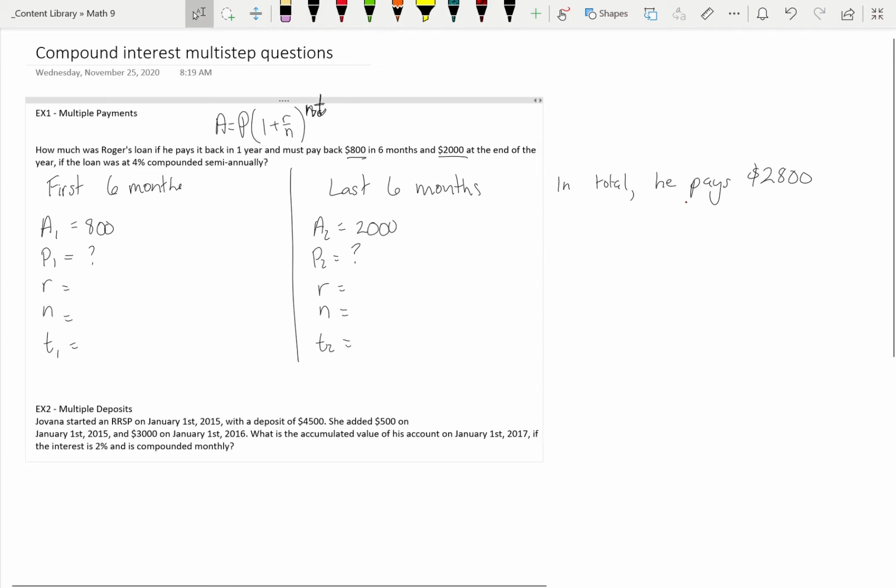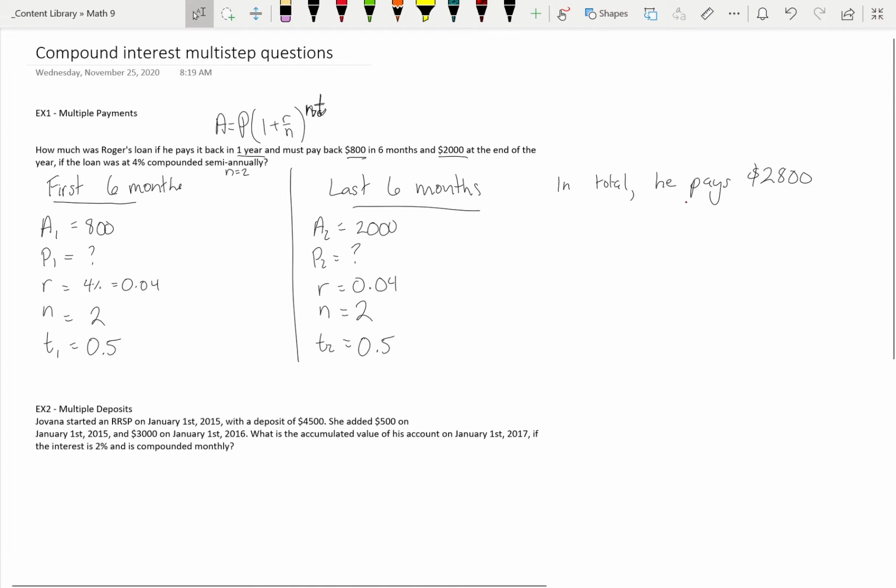However, there's a couple things that can help us. First up, R and N are the same. So R in this case, if it's 4%, is going to become 0.04. So I don't even have to calculate this one. It's going to be the same. It's compounded semi-annually. So this means N is equal to 2. So it's happening twice a year. And then the time for each of these, it happens in 1 year in total. But again, I'm looking at the first 6 months and the last 6 months. So each of these is 1/2 of a year.